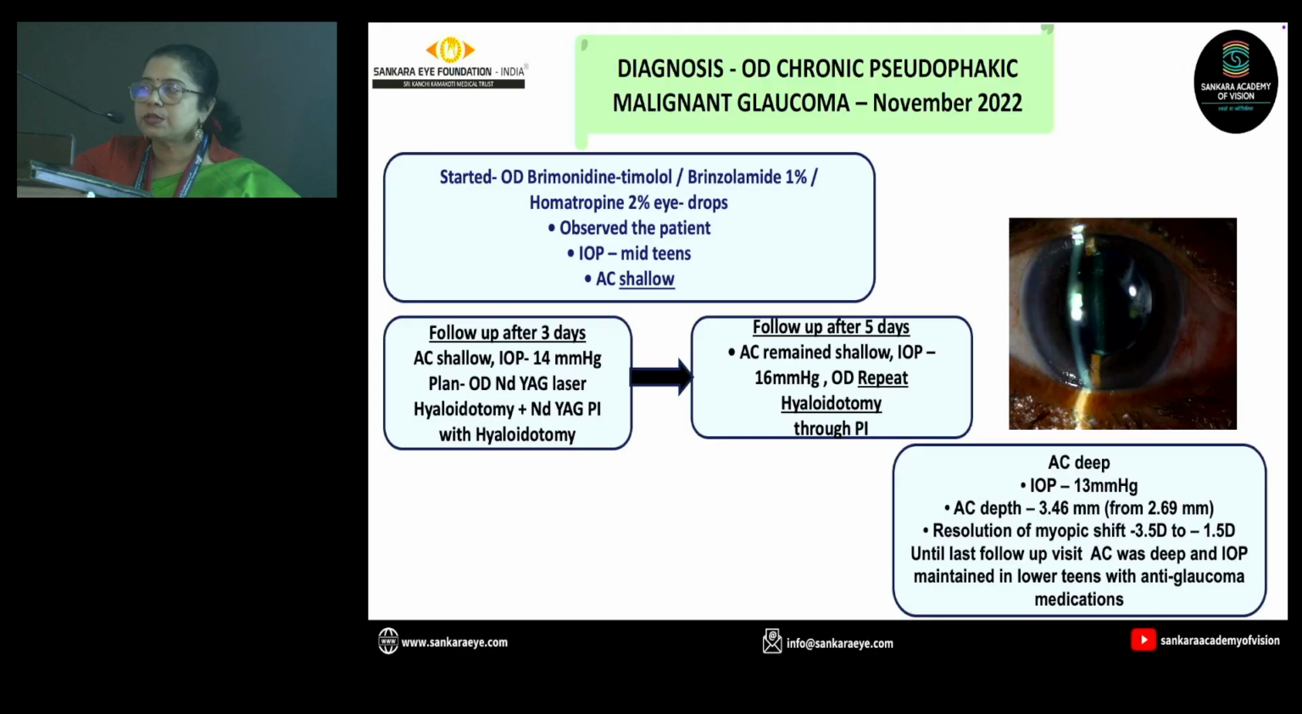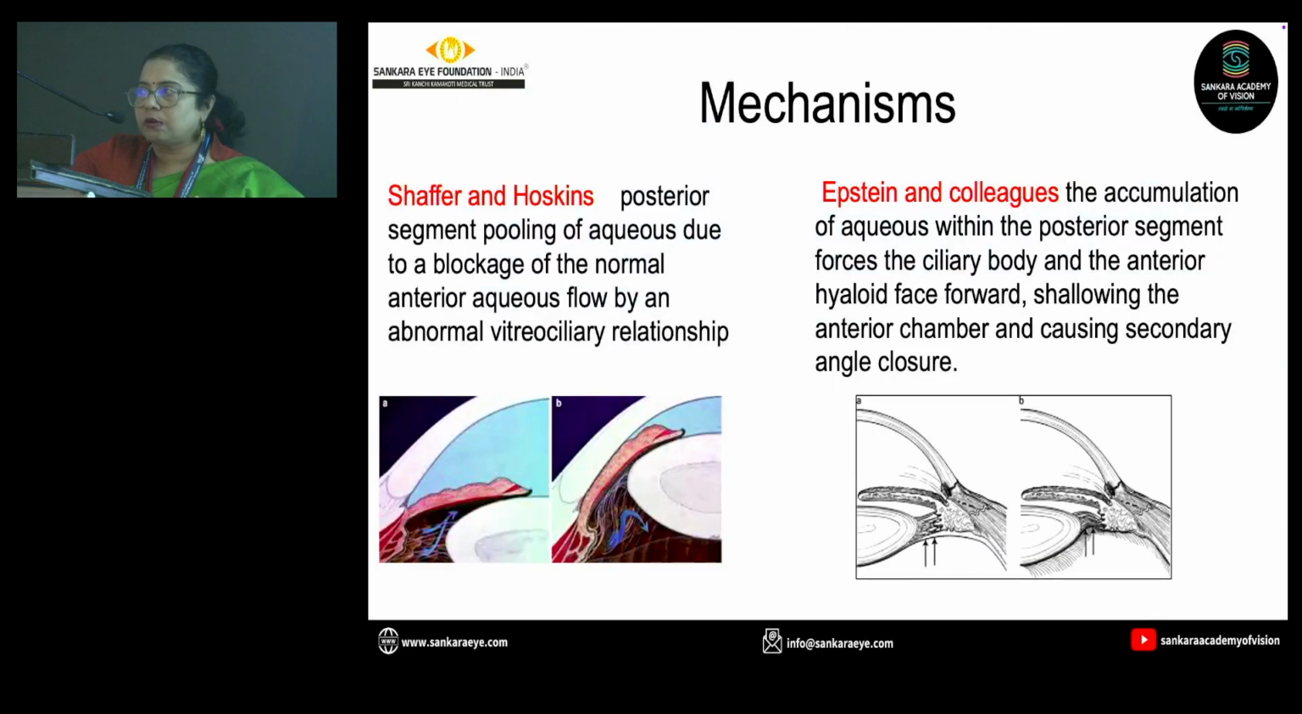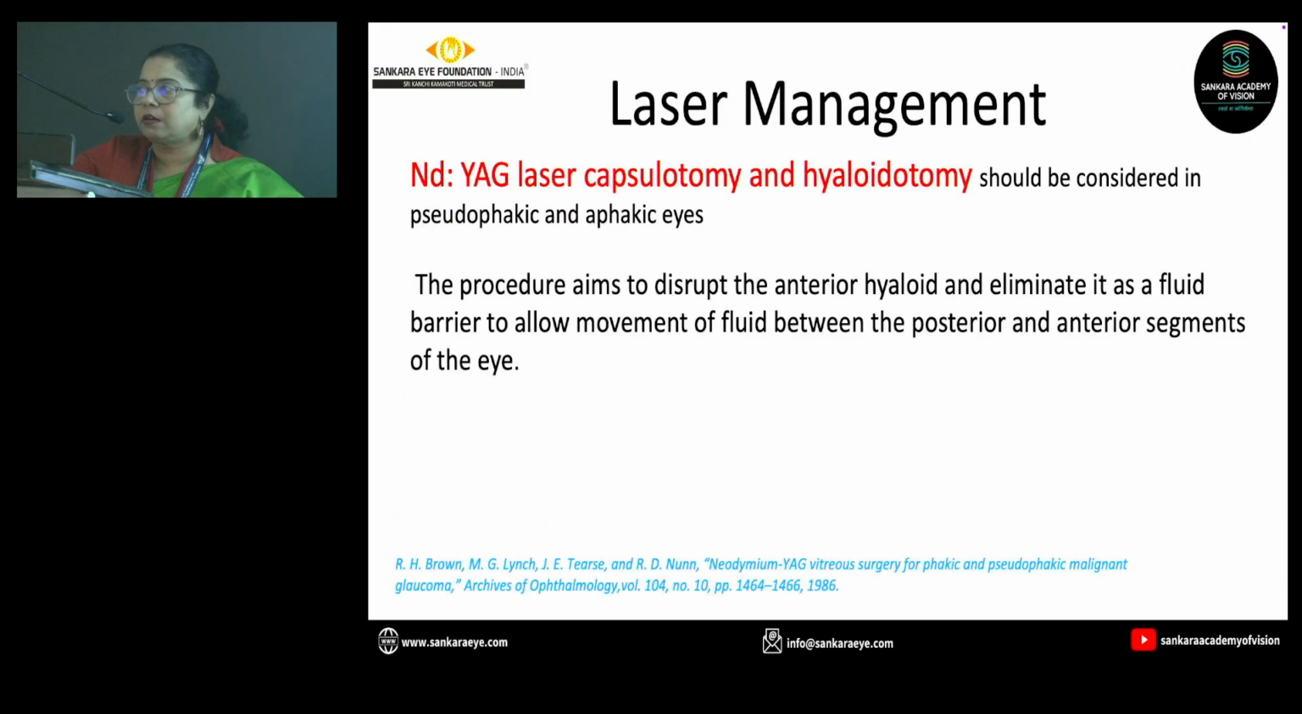Now you can do something called IZHV, that is a surgical IZHV, iridozonulohyaloidovitrectomy. The same thing we can perform as Nd:YAG laser hyaloidotomy with an Nd:YAG PI and hyaloidotomy. Usually this may need to be repeated as 2 to 3 sittings at a gap of 1 to 2 weeks depending upon the response of the patient. I'm not going into the details of malignant glaucoma. So Nd:YAG laser capsulotomy and hyaloidotomy should be considered.